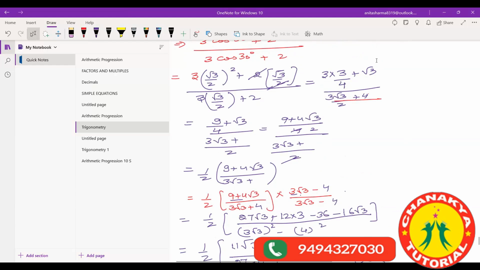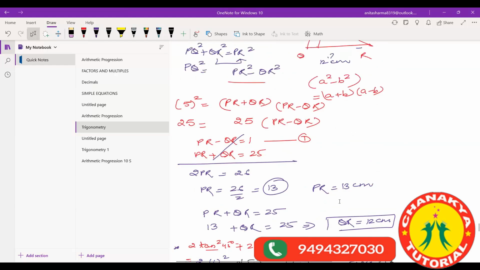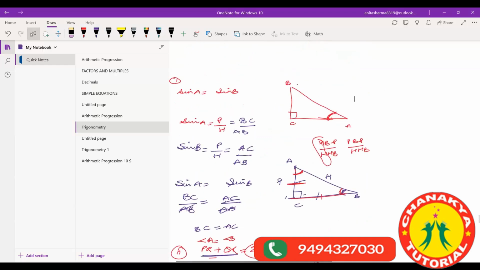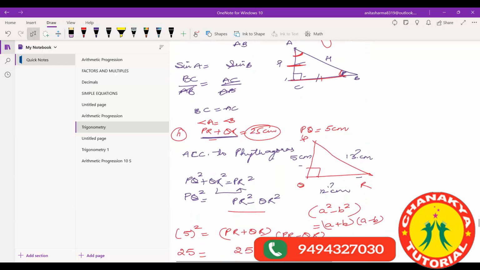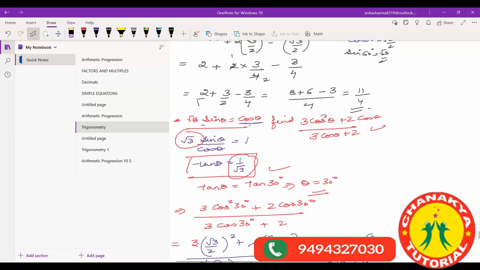The 2 tan squared 45. See, is it visible enough? Its value is 11/4. Ma'am, you wrote the question wrong. Where? In the second question? Just wait, let me see the question again. It was 2 tan squared 45 plus cos squared. Okay, I have written two more, right? The value is 2, right? Yes, you can solve.